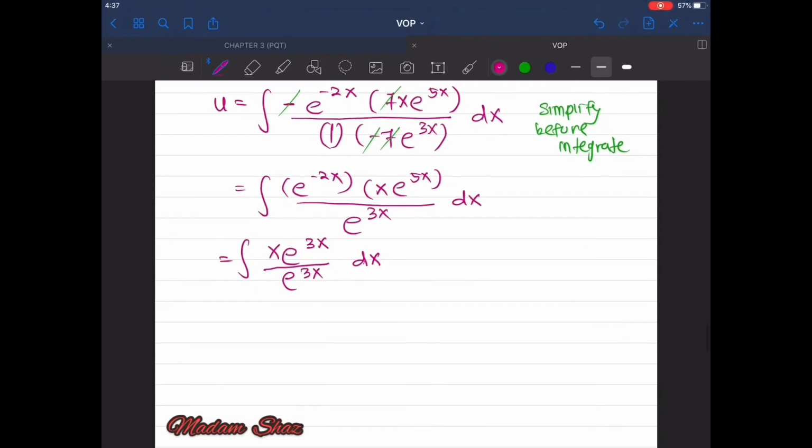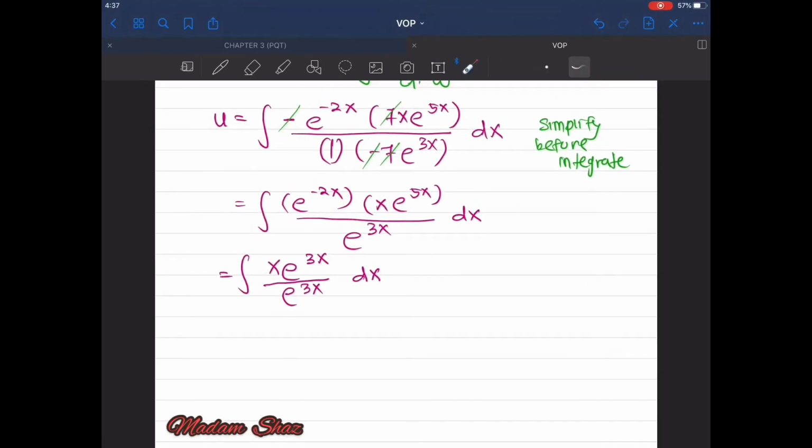Okay, so can we simplify more? Yes, right, because we have exponent 3x with the exponent 3x at the bottom side, which is the same power, which means that we can cancel out the exponent. So you are integrating x dx. Integrate x will become x to the power of 2 divided by 2. So this one without plus c. So this is the value for u.